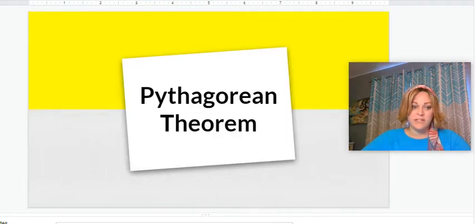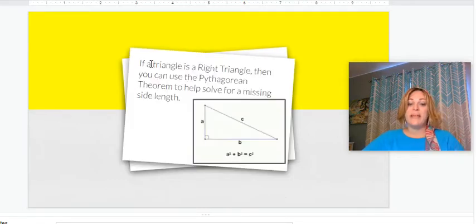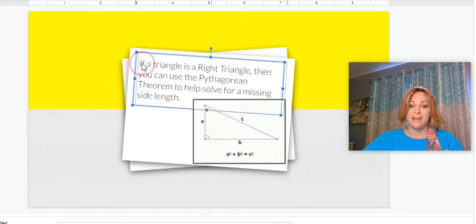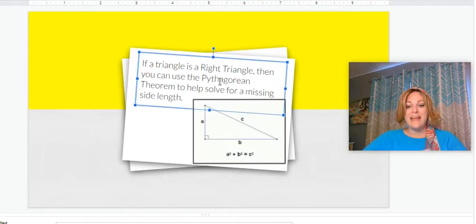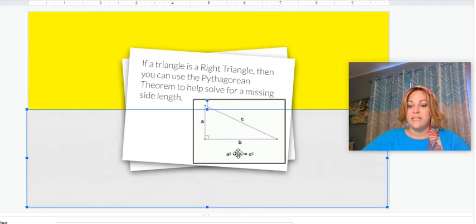The Pythagorean theorem is something you should have learned years ago, but people often forget to remind themselves that it has to be a right triangle. So if a triangle is a right triangle, that's a huge if, then you can use the Pythagorean theorem, where a squared plus b squared will equal c squared.